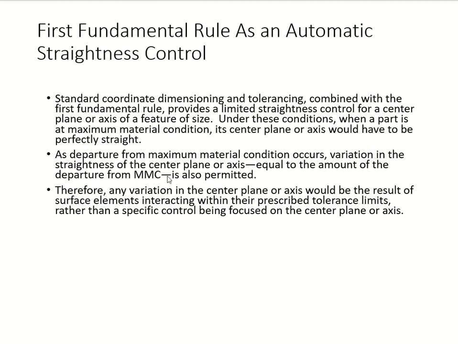All right, then we get into our fundamental rule, for your automatic straightness control. That's just trying to say, if you combine your first fundamental rule with your standard coordinate dimensioning or tolerance, you're going to have a limited straightness control over that center plane or the axis of your feature of size. So when you have a part at MMC, your maximum material condition, then your center plane or axis will have to be perfectly straight. It's got to be straight.